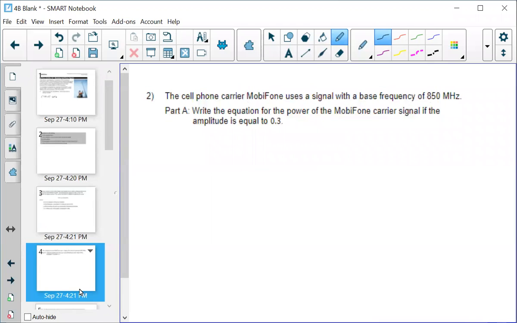Number 2, the cell phone carrier Mobiphone uses a signal with a base frequency of 850 megahertz. Part A, write the equation for the power of the Mobiphone carrier signal if the amplitude is equal to 0.3. Well, we can write this as P of t is equal to 0.3 times the sine of 2 times pi times 8.5 times 10 to the 8th power times t.